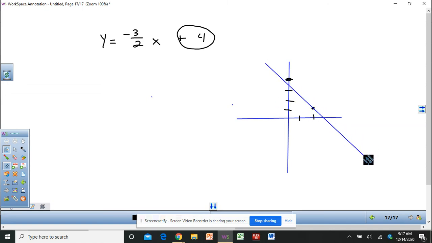Connect my dots. That was really bad, but you get the gist of it. Connect my dots, and we are good. There is how you do that.